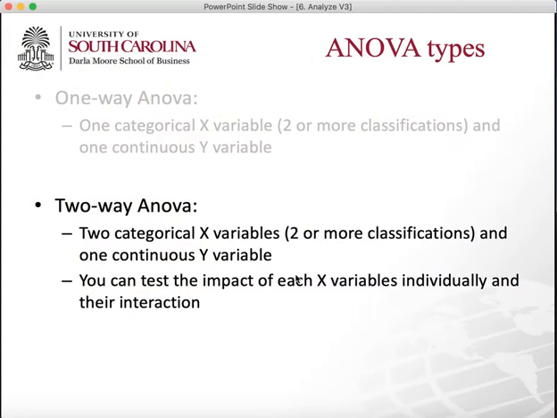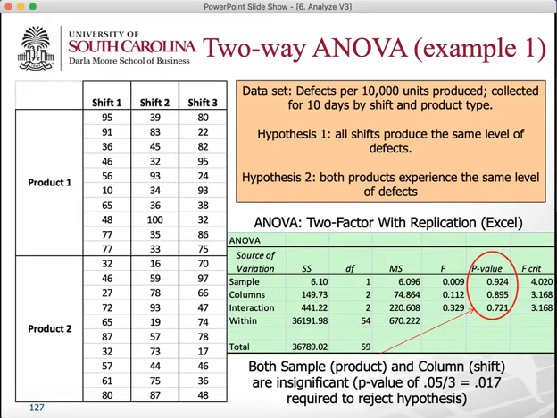The two-way ANOVA is going to take a look at two things at the same time. So imagine that I'm looking at shift number and product type at the same time. There are two different things that I'm looking at to see the impact of those two things at the same time. In this case, it's called a two-way ANOVA. So I have two categorical variables and one continuous. And I can test three different things. I can test the impact of each one of them and the interaction, and we're going to see what that is.